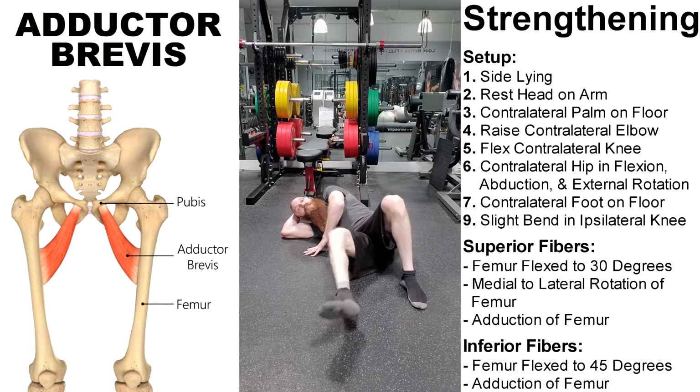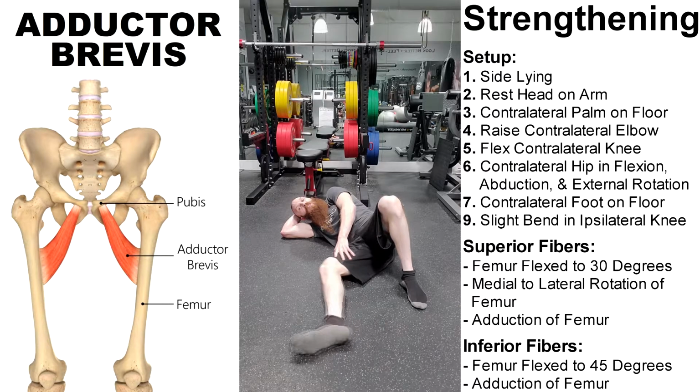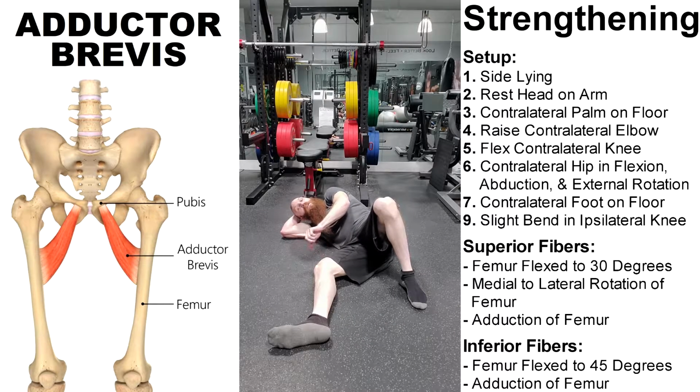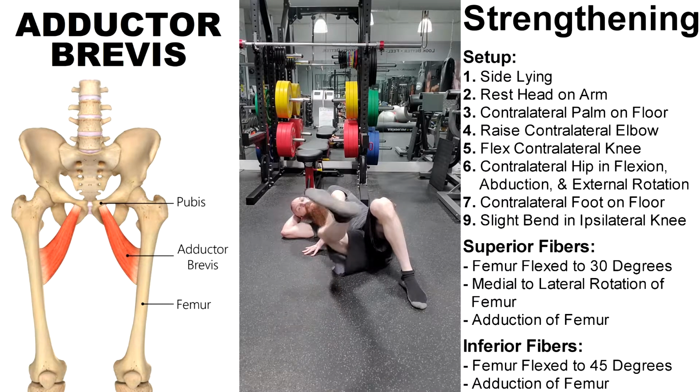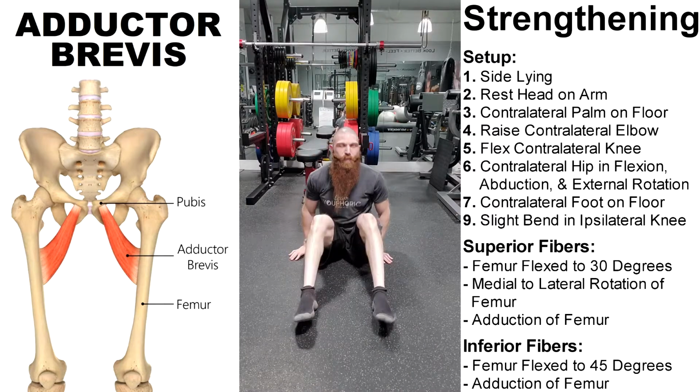Then, if we want to target the inferior fibers, what we want to do is flex to 45 degrees, maintain the knee flexion, and then for this one right over here, we're in a neutral position, and we want to prioritize the adduction over the lateral rotation, and that is for the inferior fibers. Those were the 2 strengthening exercises for the adductor brevis muscle.